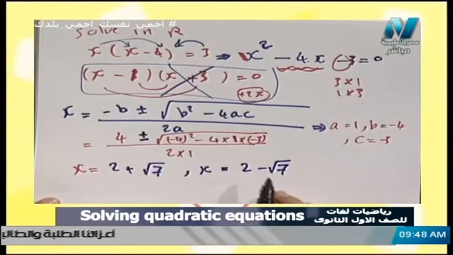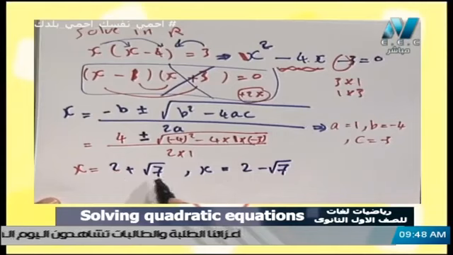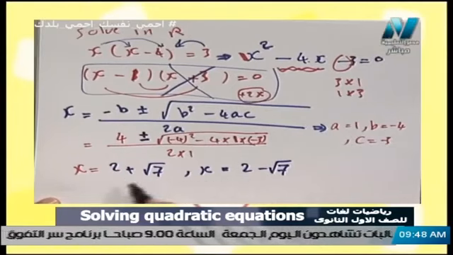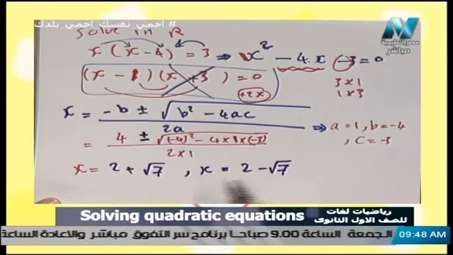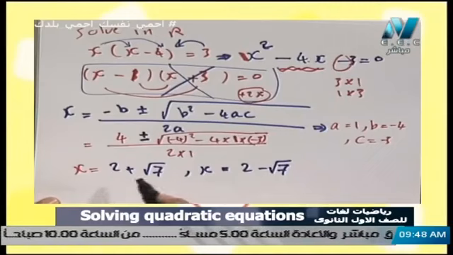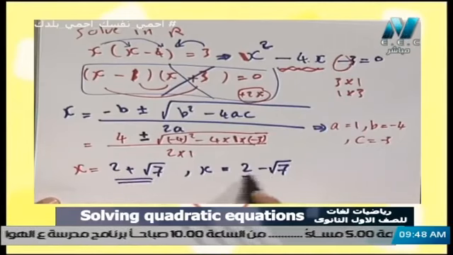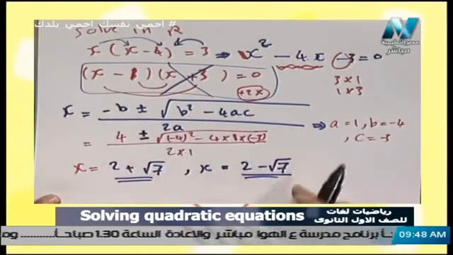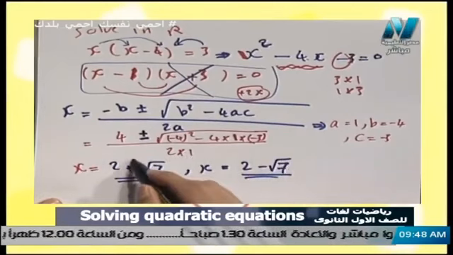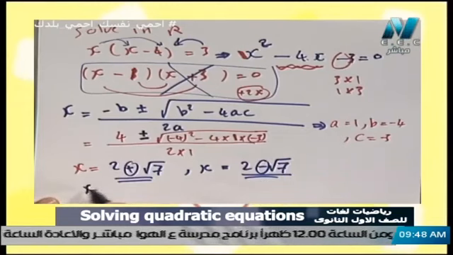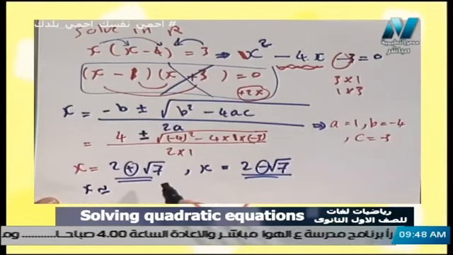Notice, my dear students, that here 2 plus root 7 and 2 minus root 7, when we have the two roots or two solutions in roots, we have two conjugate numbers, 2 plus root 7, 2 minus root 7. Here plus will be minus here. Okay? And we can find it approximately using a calculator.